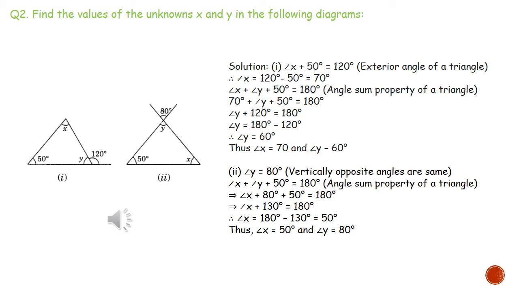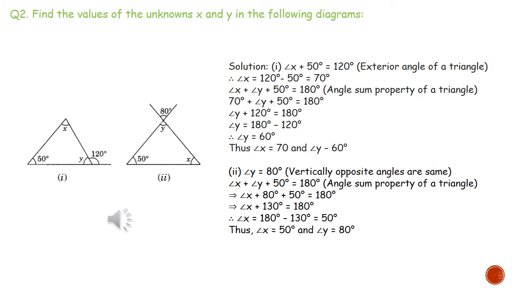Similarly, from exterior angle property, we can say that 120 is equal to 50 plus x. So x will be equal to 120 minus 50, that is 70. We can also solve it by using angle sum property. In the second figure, y is equal to 80 because they are vertically opposite angles.